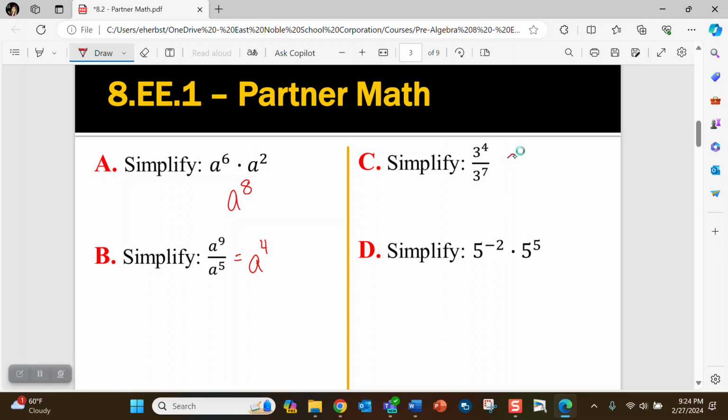So what we get initially is 3 to the negative 3rd. But remember that we can't leave negative exponents in the answer. So we're going to go ahead and put that in the denominator, and that makes it positive. And we're going to also evaluate what 3 to the 3rd is. So we get 1 over 27. Letter D, we're back to multiplication of like bases, so we're going to add those exponents together. Negative 2 plus 5 is 3, so we get 5 to the 3rd, and that's 125.